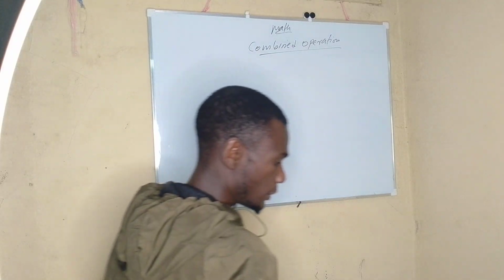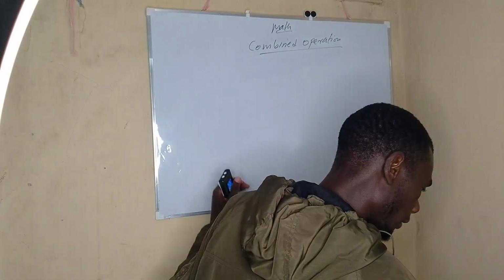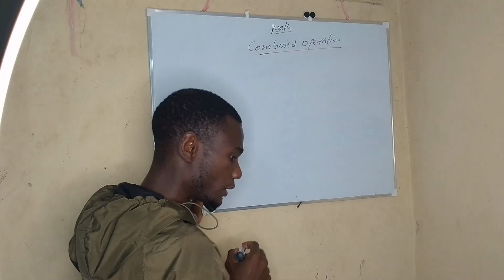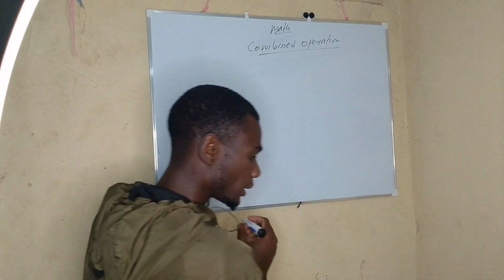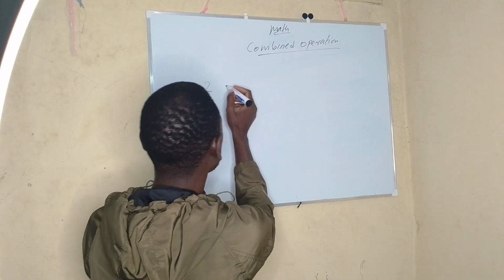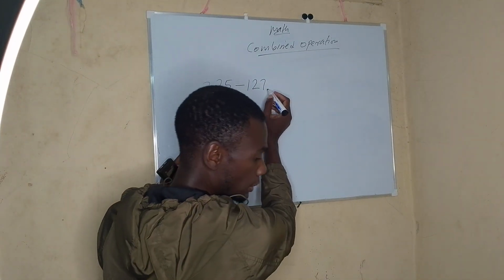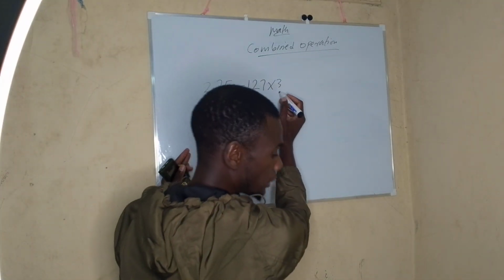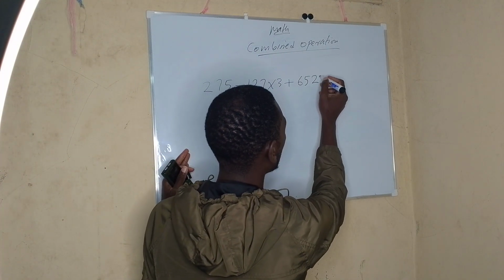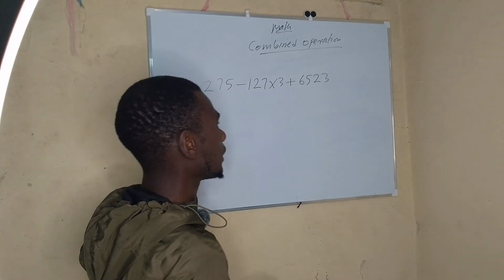So let me get another, maybe the last example here. Let me have a small one of 275 minus 127 times 3 plus 6,523. So this one has three operations. So in this case, we have subtraction, multiplication, and addition.